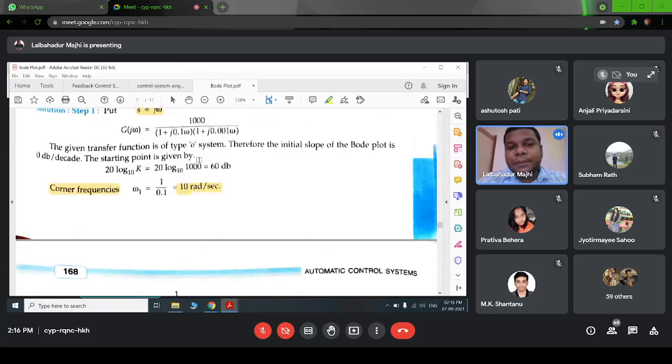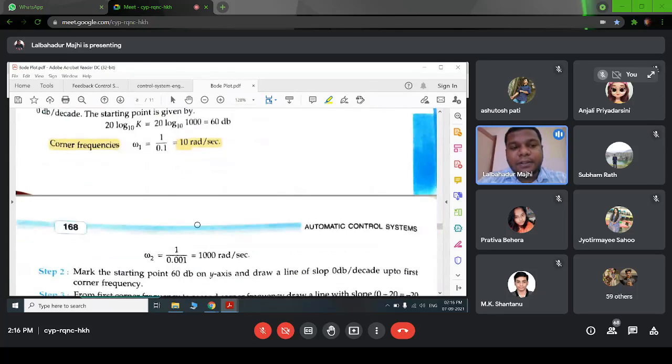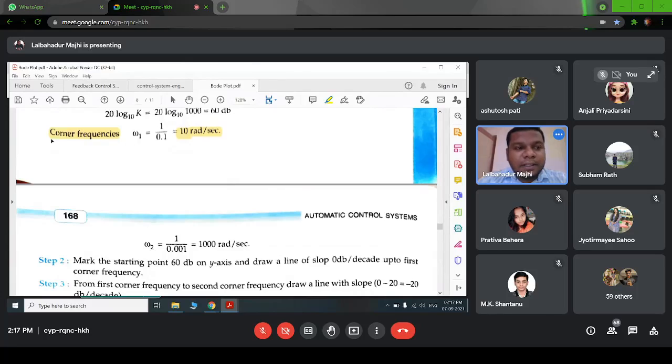So we have only two time constants, so we have two corner frequencies. The corner frequency is defined as the frequency at which two asymptotes break. Okay, that is the actual definition of the corner frequency. So one corner frequency is 1 by 0.1, which is 10 radian per second, and the other corner frequency is 1 by 0.001, which is equal to 1000 radian per second.